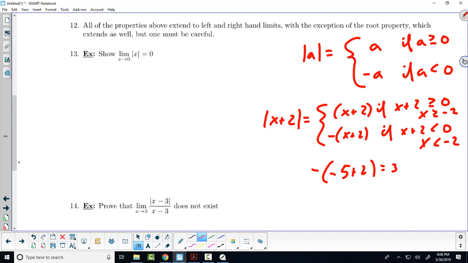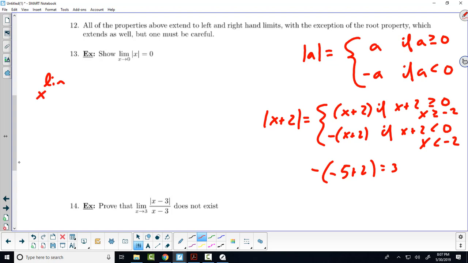So now let's do some limits with absolute values. Let's show that the limit as x approaches 0 of the absolute value of x is 0. Well, I can't find the limit proper. I don't know how to find the limit proper of this problem. So what should I break it down to? Approaching from the left and the right. Let's approach from either direction.